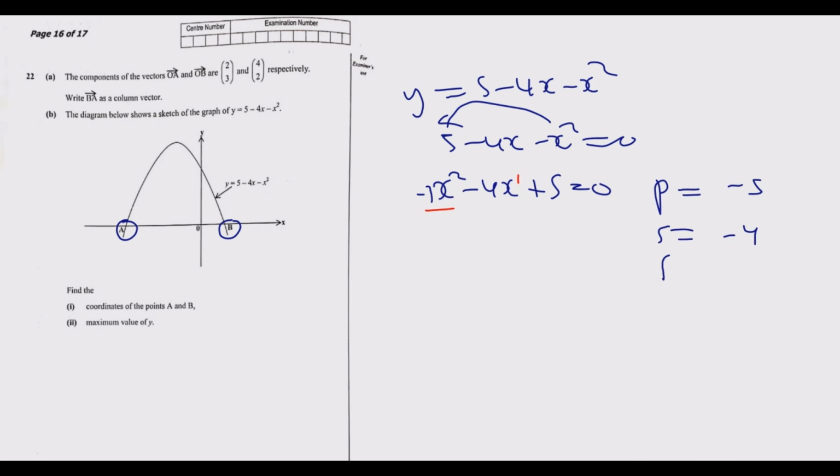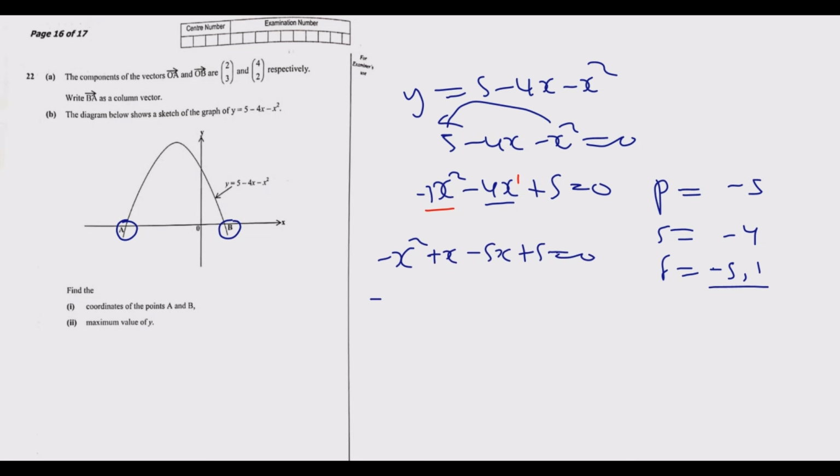Then what are the factors? The factors are negative 5 and 1, because negative 5 times 1 is negative 5, and negative 5 plus 1 is negative 4. So we substitute the negative 4x with these factors. We get negative x squared, plus x, minus 5x, plus 5 is equal to 0.